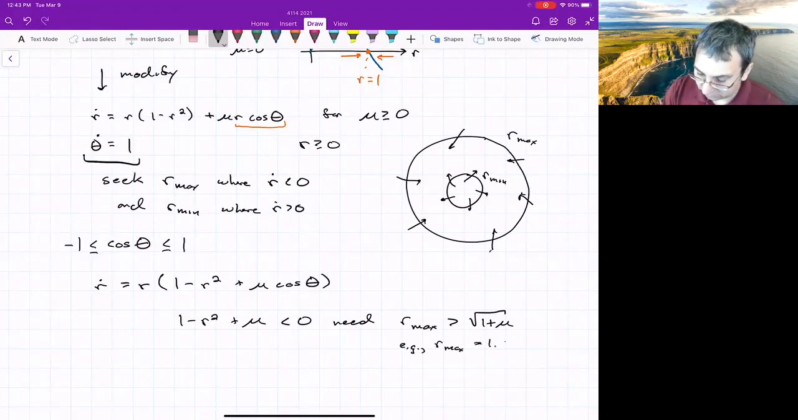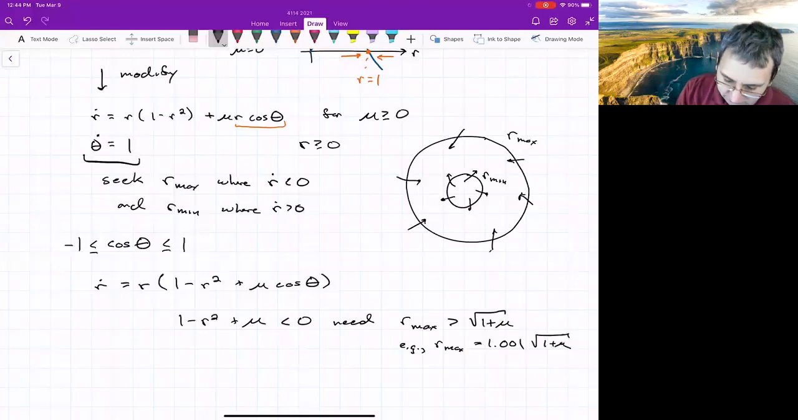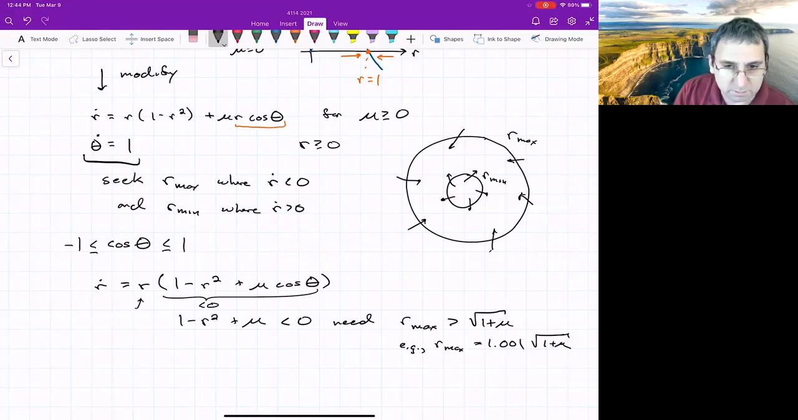Say 1.001 times the square root of 1 plus mu. Everywhere along the contour of R max, we'll have R dot being negative because the thing in the parentheses will be less than 0. Of course, R is positive, but that'll give us negative R dot. So by a similar argument, we can choose R min. Again, being careful about these equalities.